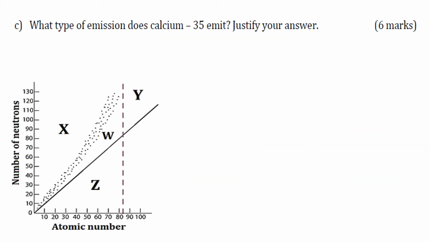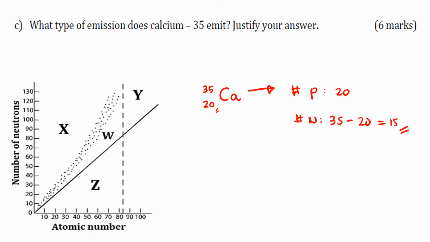What type of emission does calcium-35 emit? Justify your answer. So if we're going to write calcium-35 in symbol, it is going to be calcium, and we have 35 here as the mass number, and the atomic number of calcium is 20. We could check this out in the periodic table for the atomic number. Now, this means then that the number of protons of calcium is 20, and the number of neutrons would just be equal to the mass number minus the atomic number, and that gives us 15. So that means calcium-35 has 15 neutrons.